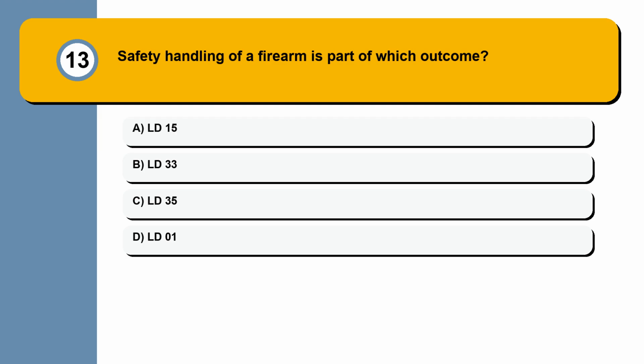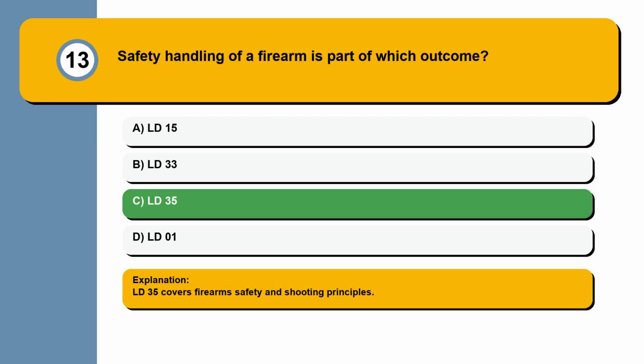Question 13. Safety handling of a firearm is part of which outcome? LD 15, LD 33, LD 35, LD 01. LD 35 covers firearms safety and shooting principles.